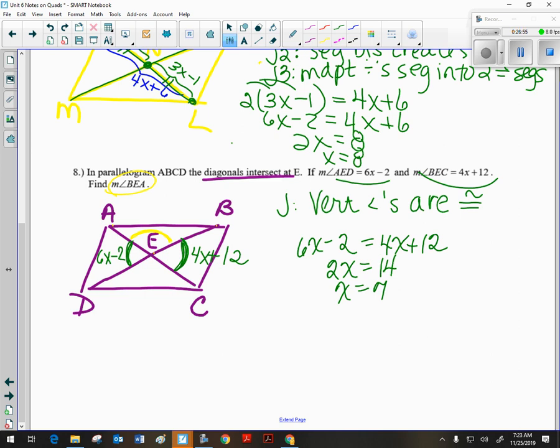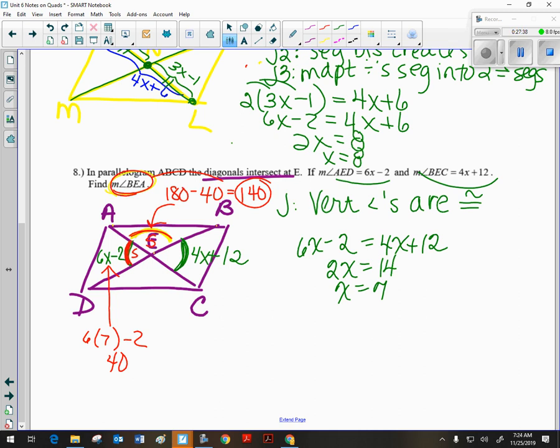I apologize for that announcement. So they're asking for angle BEA. That's the angle they want the measure of. What I have to recognize, and this is my justification, is that these two angles, because they sit on a straight line, are supplementary. So the first thing I have to do is take the x value of 7 and put it in here. That's 6 times 7 minus 2, that's 42 minus 2, which is 40. So this angle here is 40, which means the angle that's here, its supplement, is 180 minus 40, which is going to give me 140 degrees. So my angle BEA turns out to be 140 degrees.